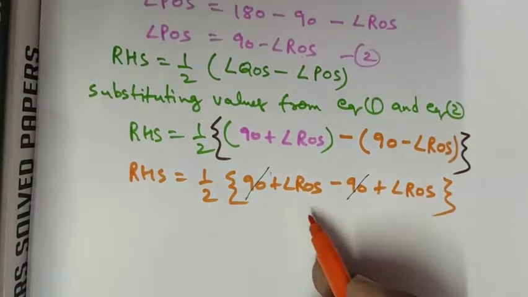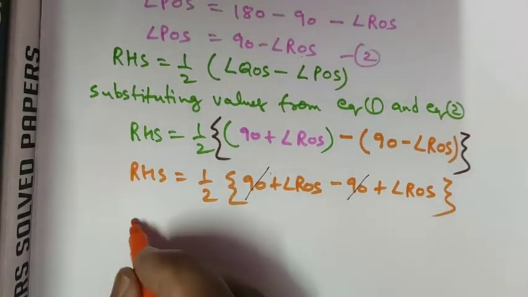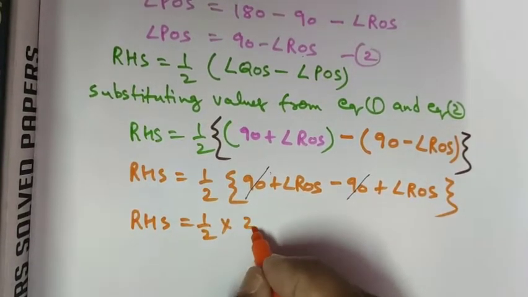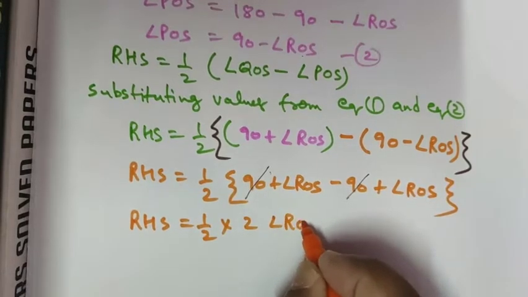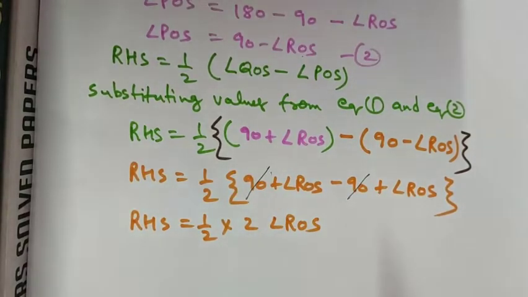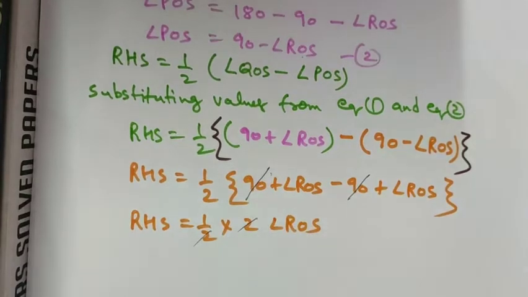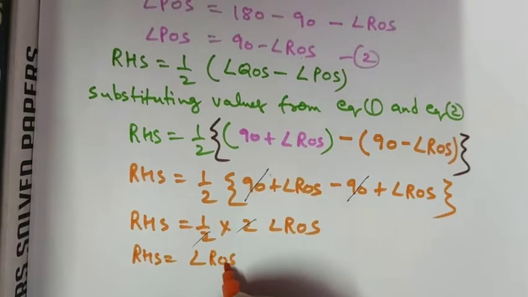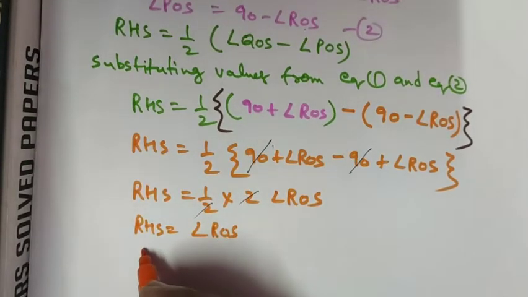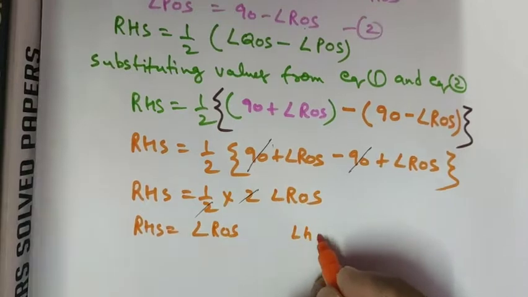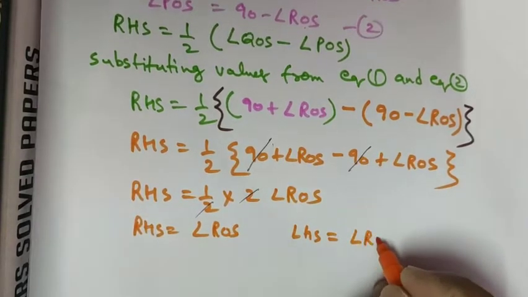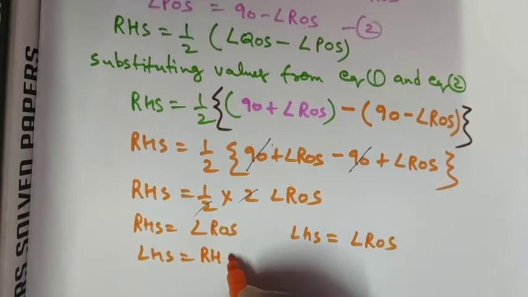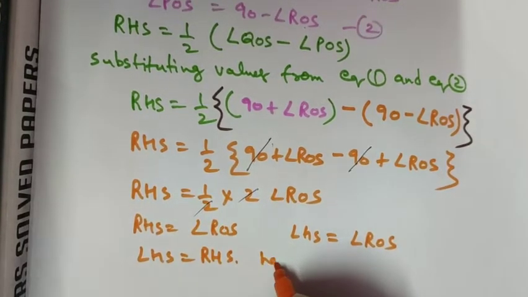What we get? ROS plus ROS is 2 times ROS. So RHS equals half multiplied by 2 times angle ROS. Again this 2 and 2 will cancel out. So what we get? RHS equals angle ROS, and LHS was given. Since LHS is also equal to angle ROS, so LHS is equal to RHS, hence verified, hence proved.